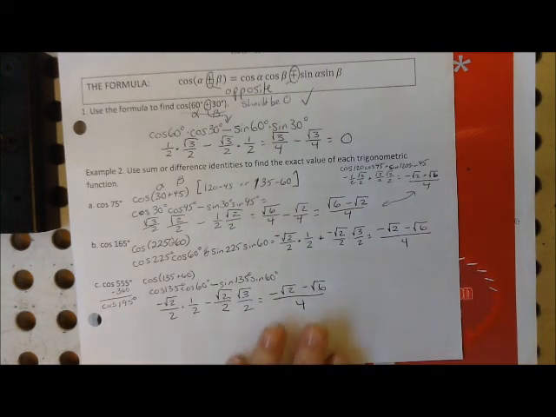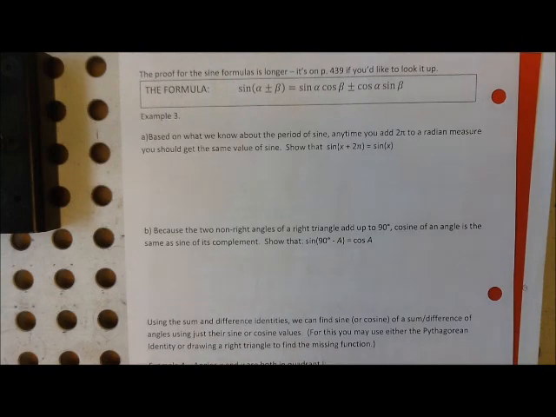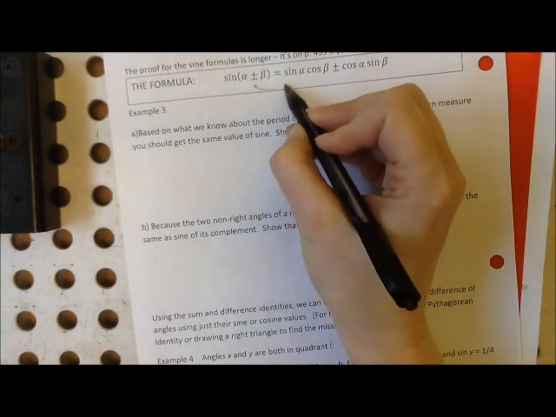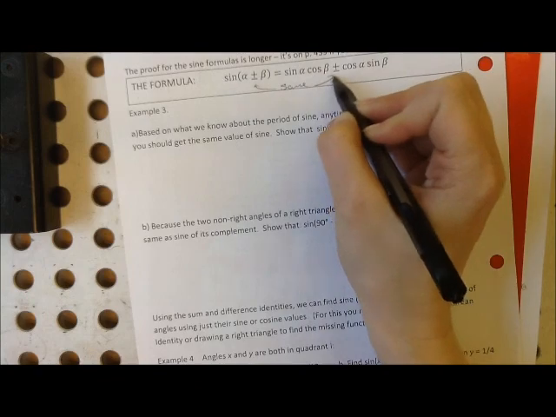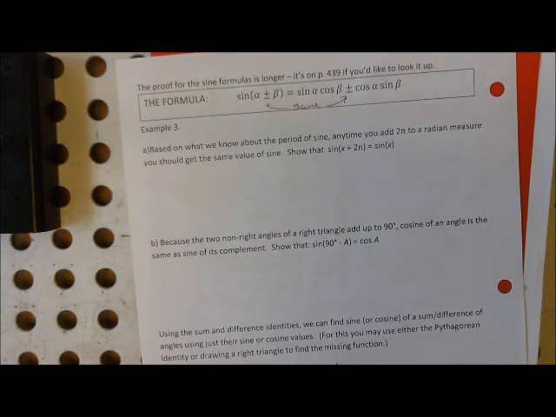The next page is sine. Sine is very similar, but a little different. The proof of it is a little longer, but it's in the book if you want it. So here, the operation is the same. I'm going to do a couple of slightly different kinds of problems.